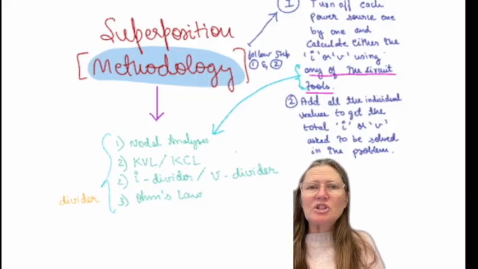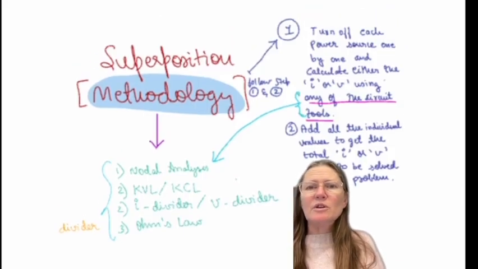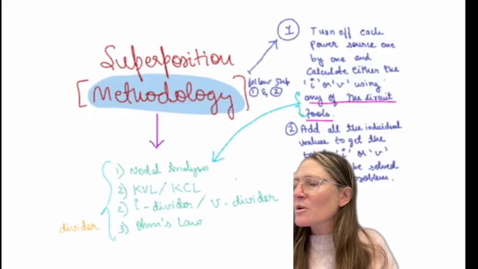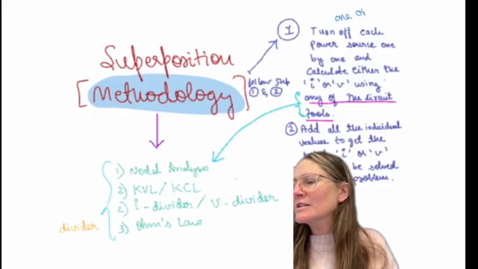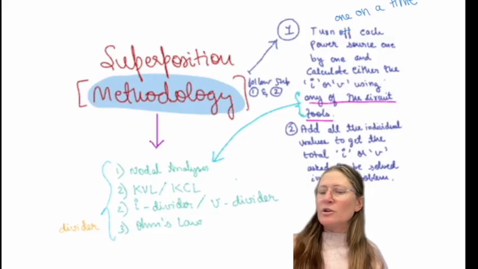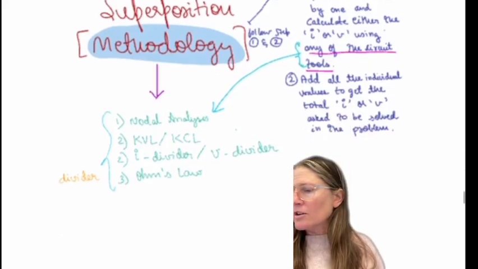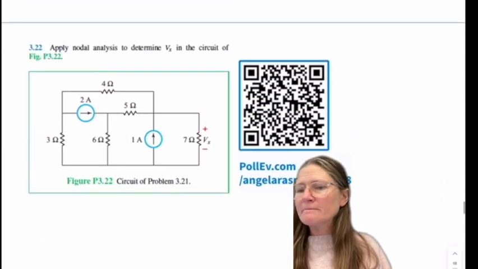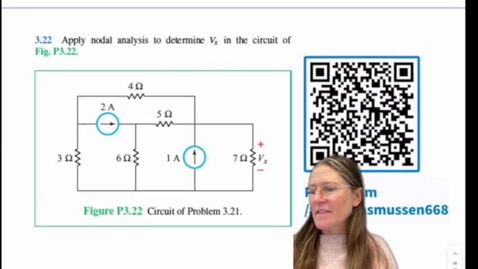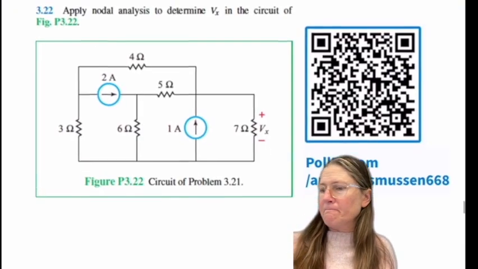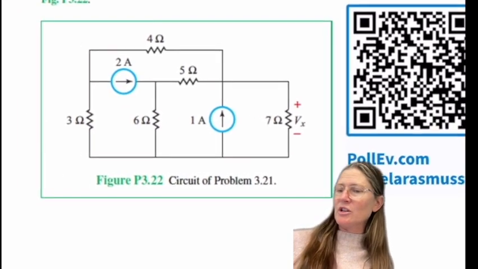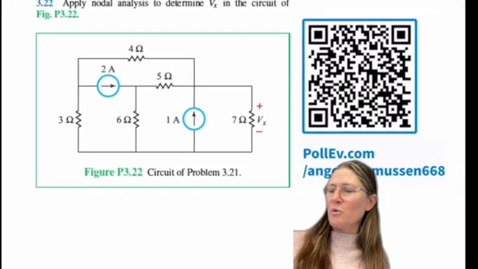And then for superposition, it's turn off each power source, or turn all of them off and turn one on. I should say turn one on at a time. And then use those techniques again, and then add all the individual values to get the total. So those are kind of summaries. Okay, so you guys get to do this one now. Use superposition here to solve for Vx.